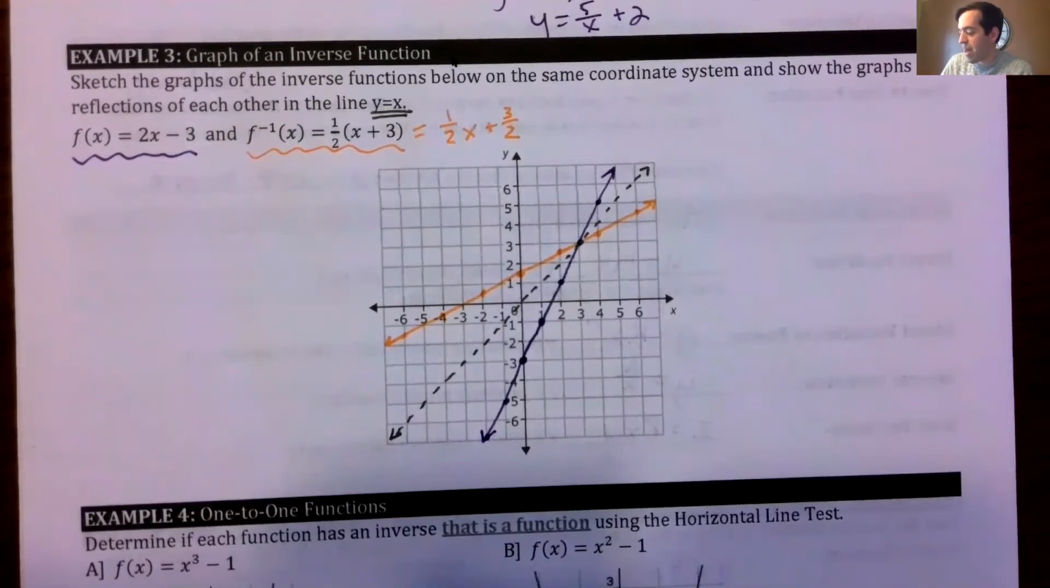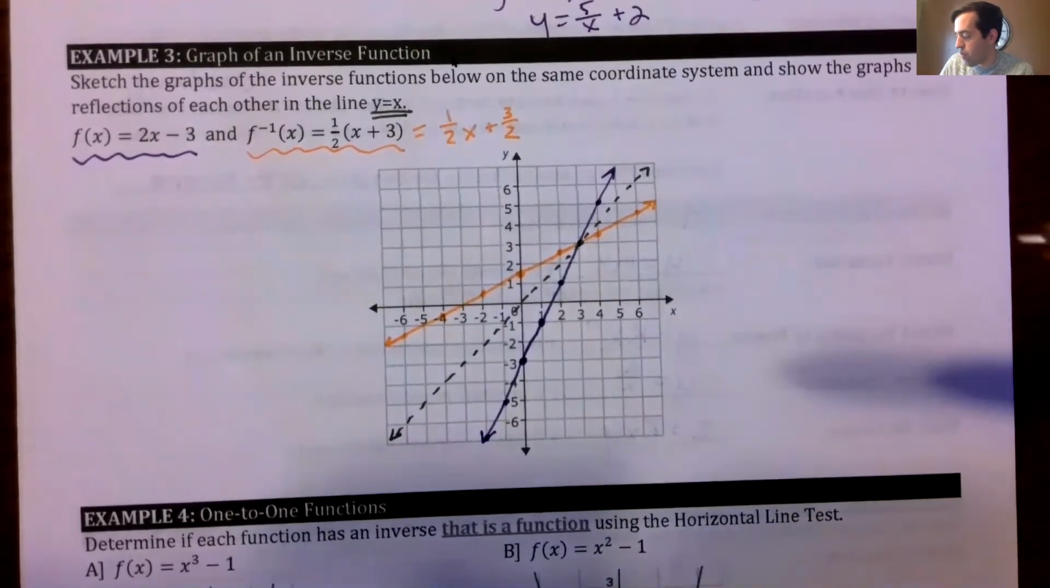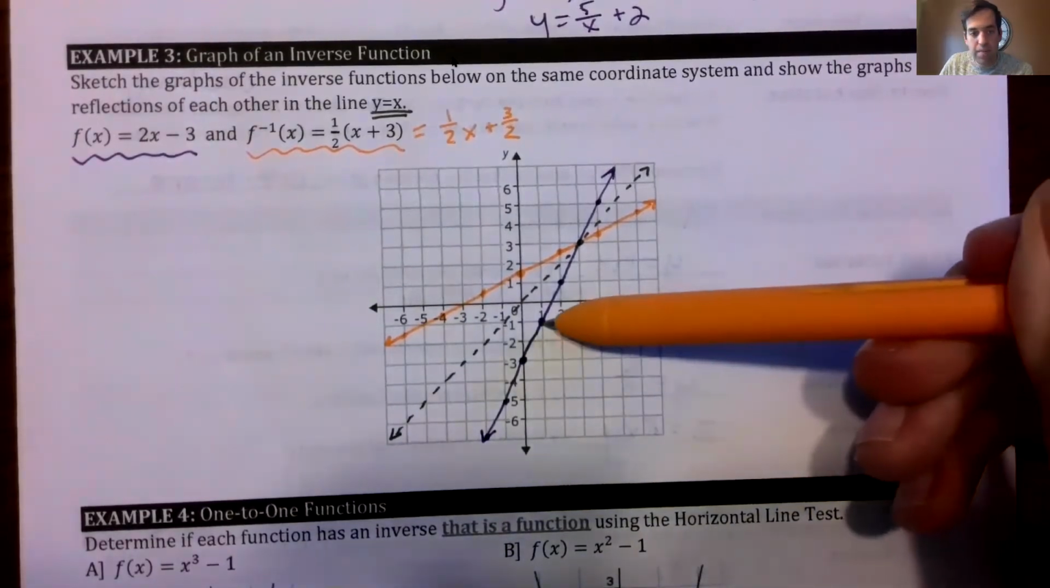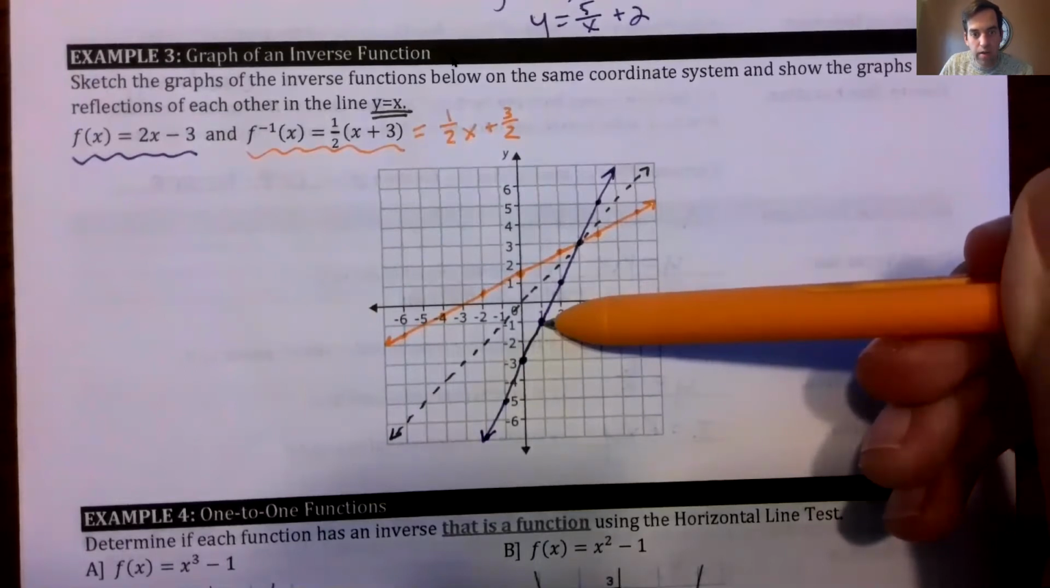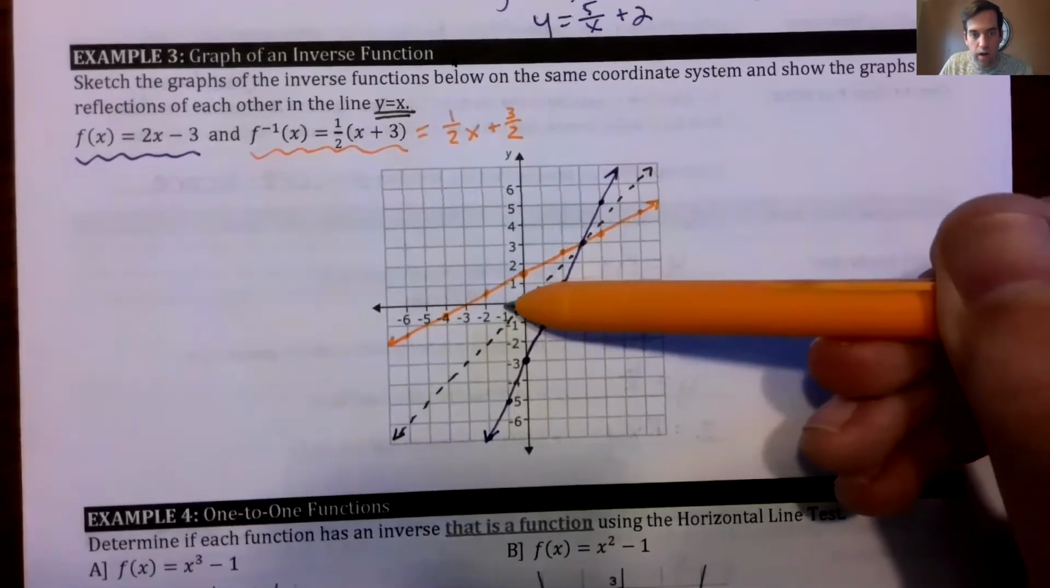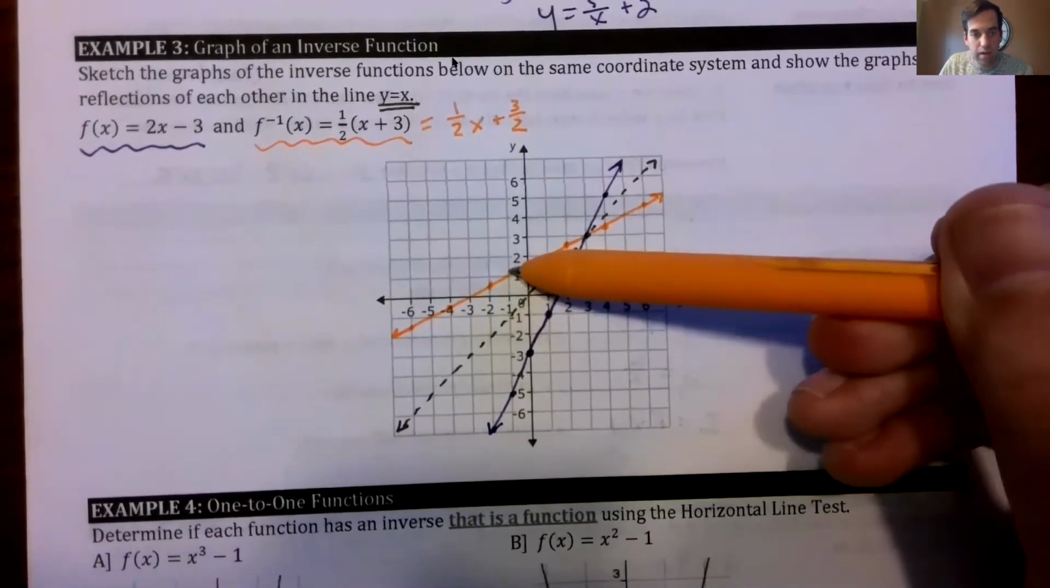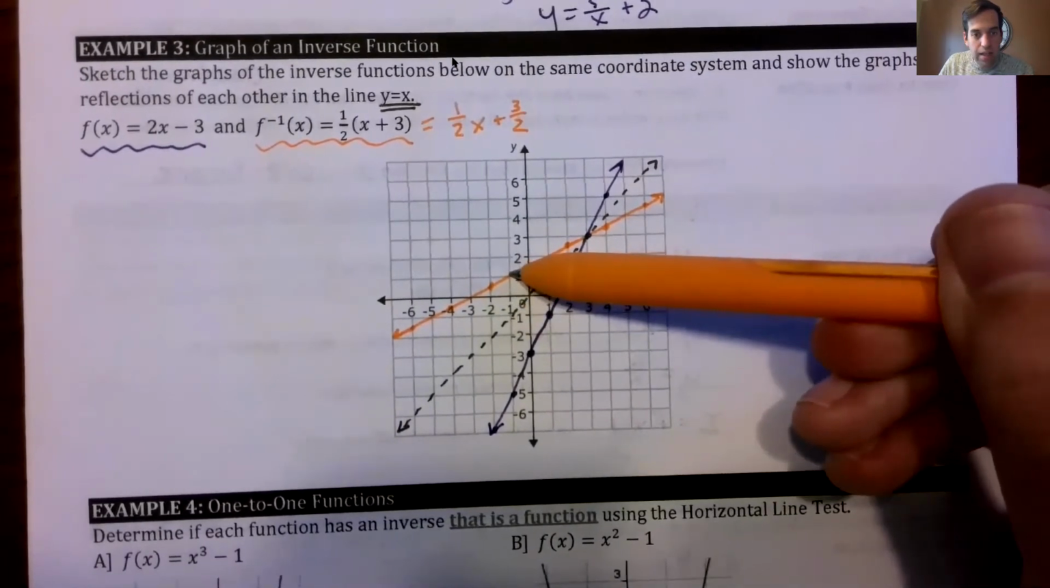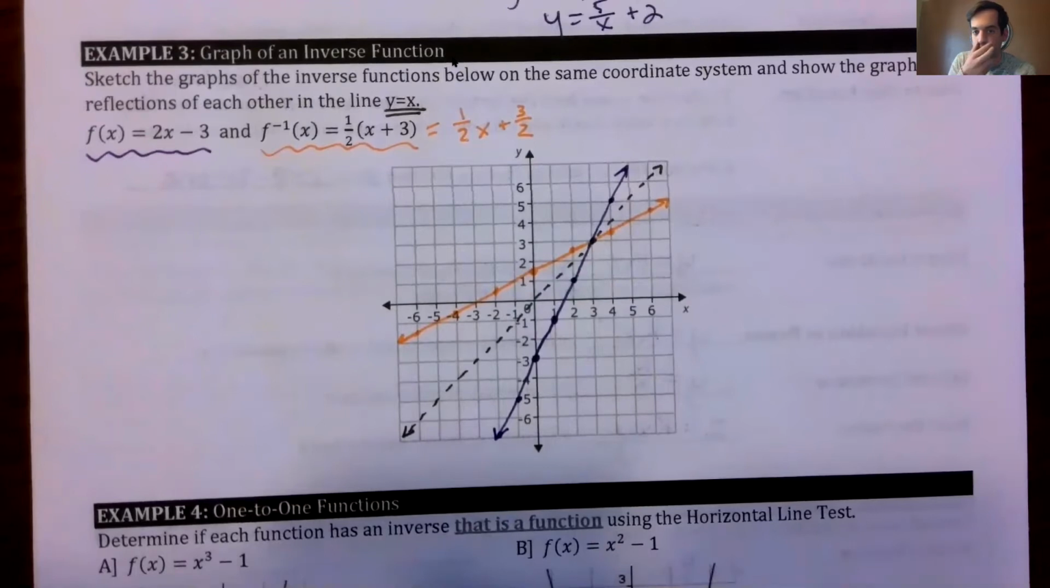And we can think about how the ordered pairs switch. So we have a point right here at 1, -1. If we switch that ordered pair, it becomes -1, 1, right? Instead of 1, -1, it becomes -1, 1. So if we go to -1, 1, we end up here. And that's on the other line. So it works, right? You can do that for any ordered pair. You can switch the x and the y and it will work.